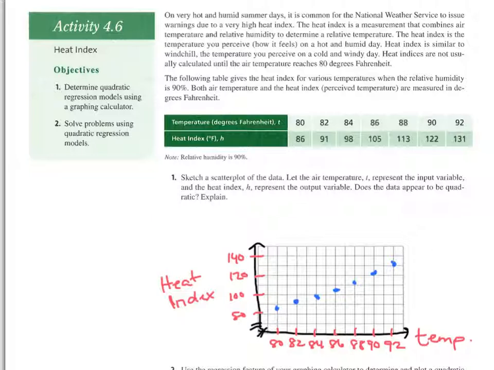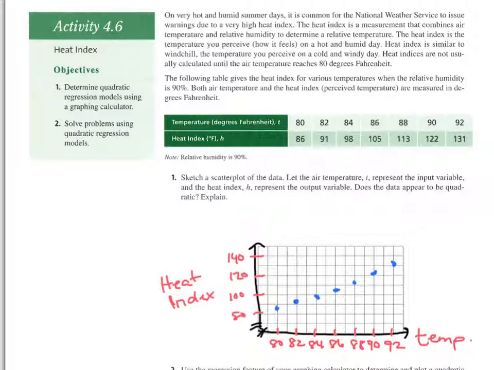This week we just have one activity, 4.6, which is on regression. At this point you've done regression for linear equations, you've done it for exponential, and now you'll do the same thing for quadratic. And this will be exactly what your project number 3 will be based off of.